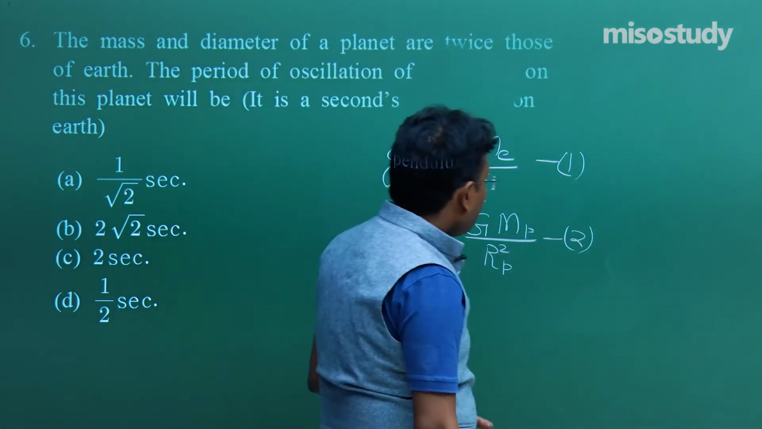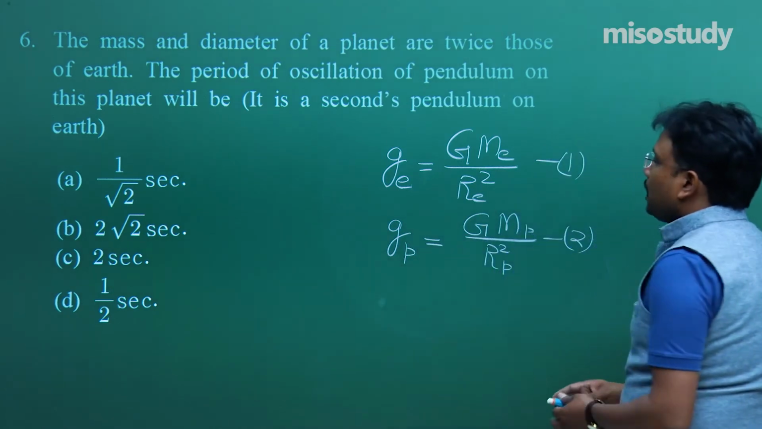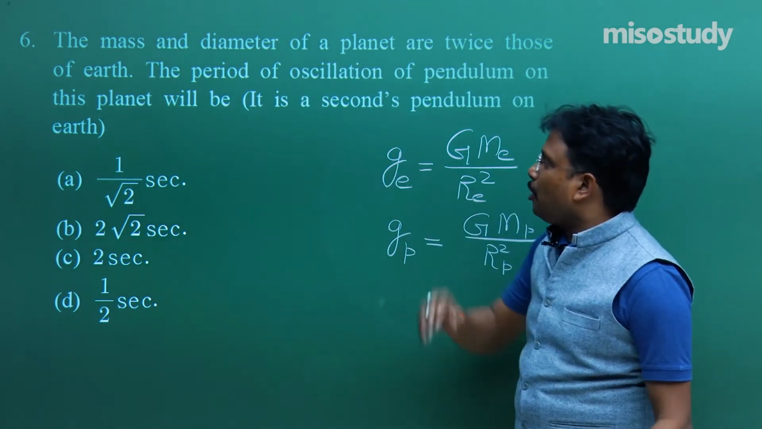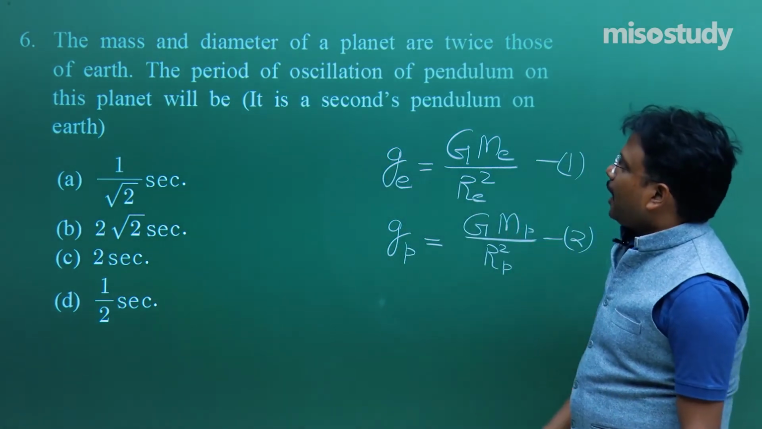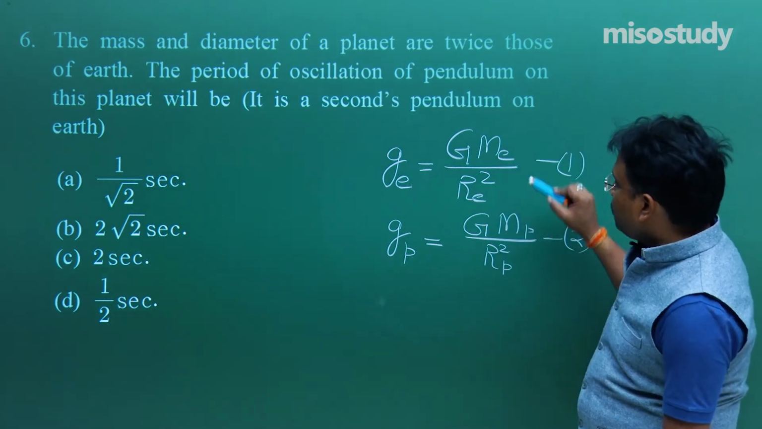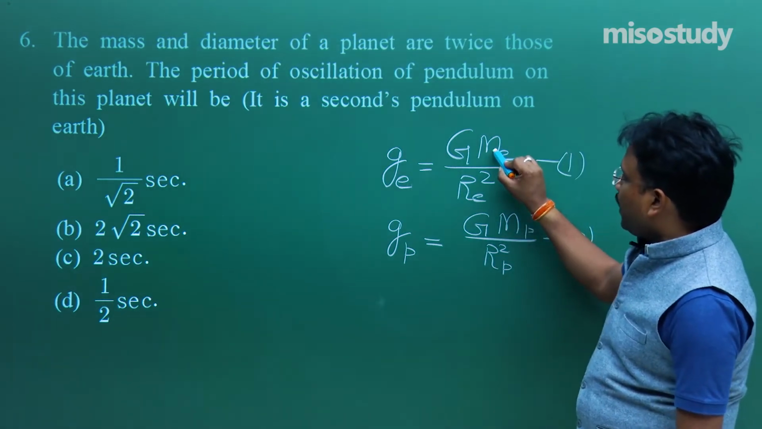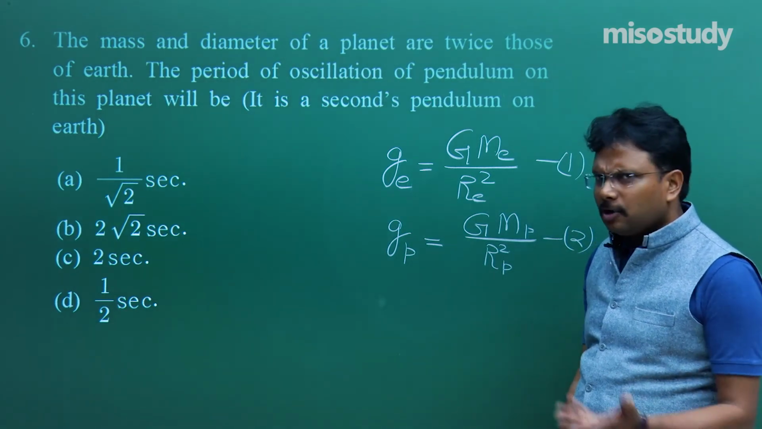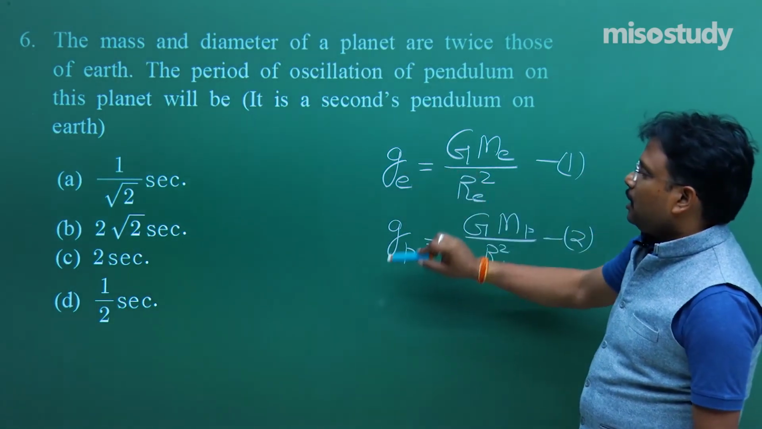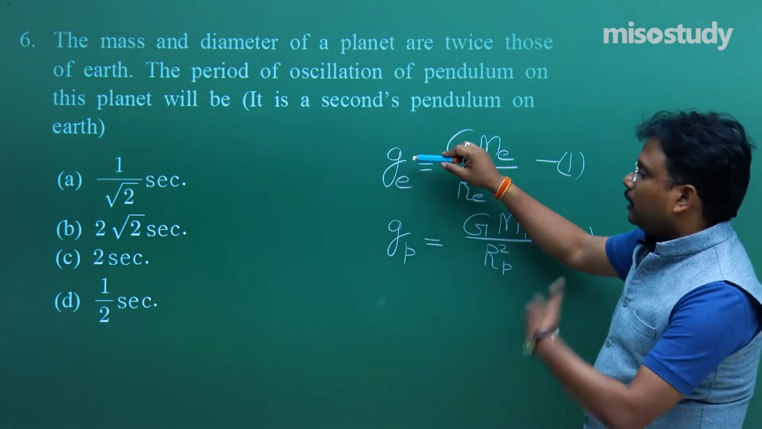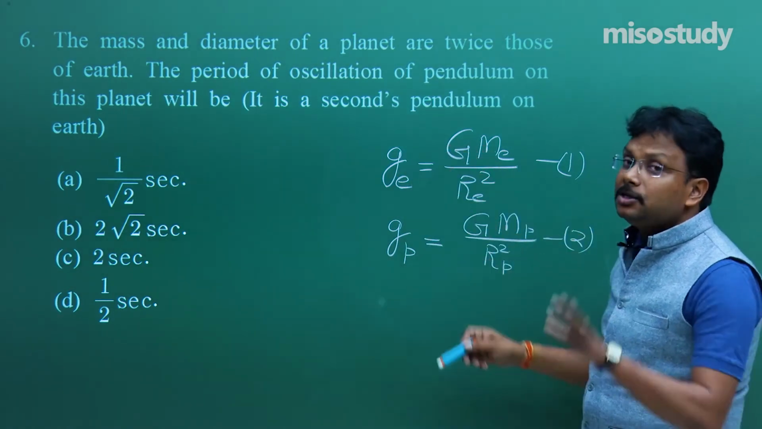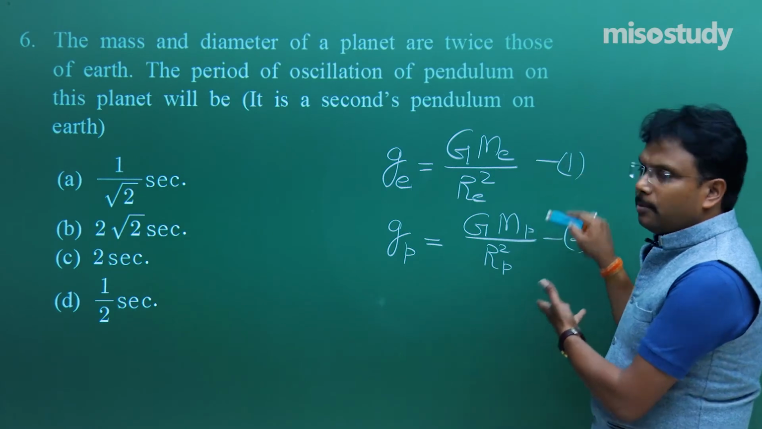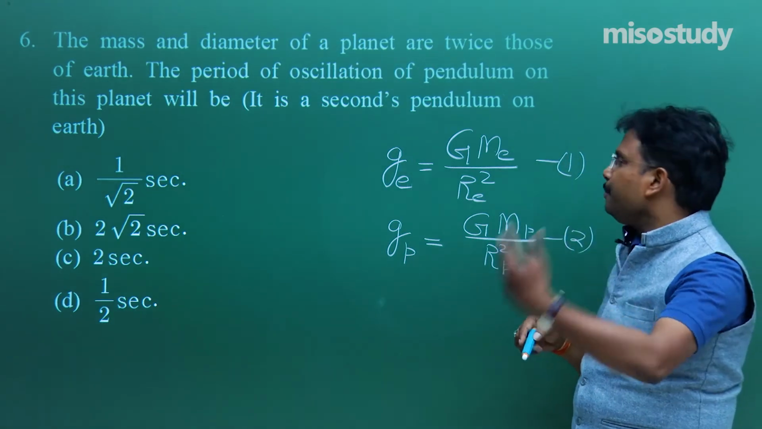Fine. So these two equations. Now take a look at the problem again. Mass and diameter twice, it means MP is equal to twice ME and RP is equal to twice RE. Clear? Accordingly, we can get the different values of g and gP. How? Divide 1 by 2, divide 2 by 1, simple.